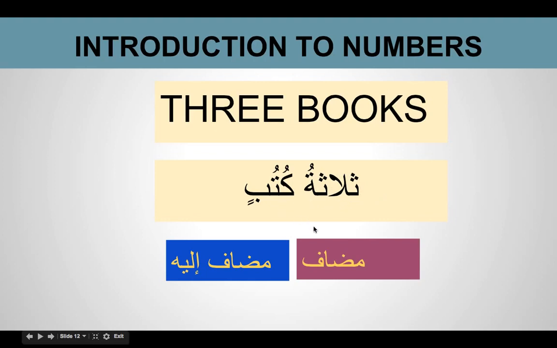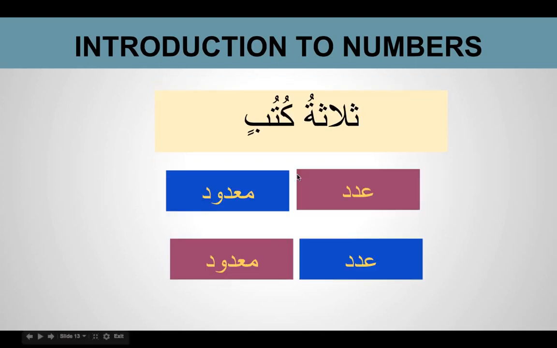But there is something more happening here. There is a lot more to understand. If we say the number is called adad and the thing which is counted is called ma'adud. If we see, we have a ta marbuta here. That means this is feminine, but what we have here is a masculine. This is a unique thing in Arabic: when you count a masculine object, we use a feminine number.